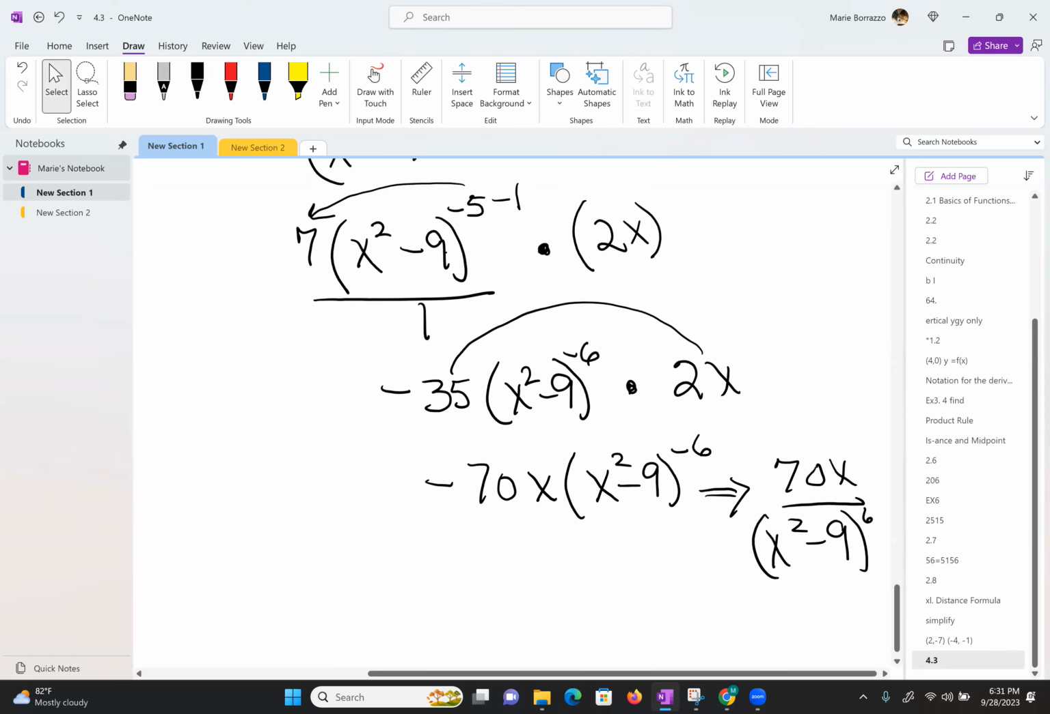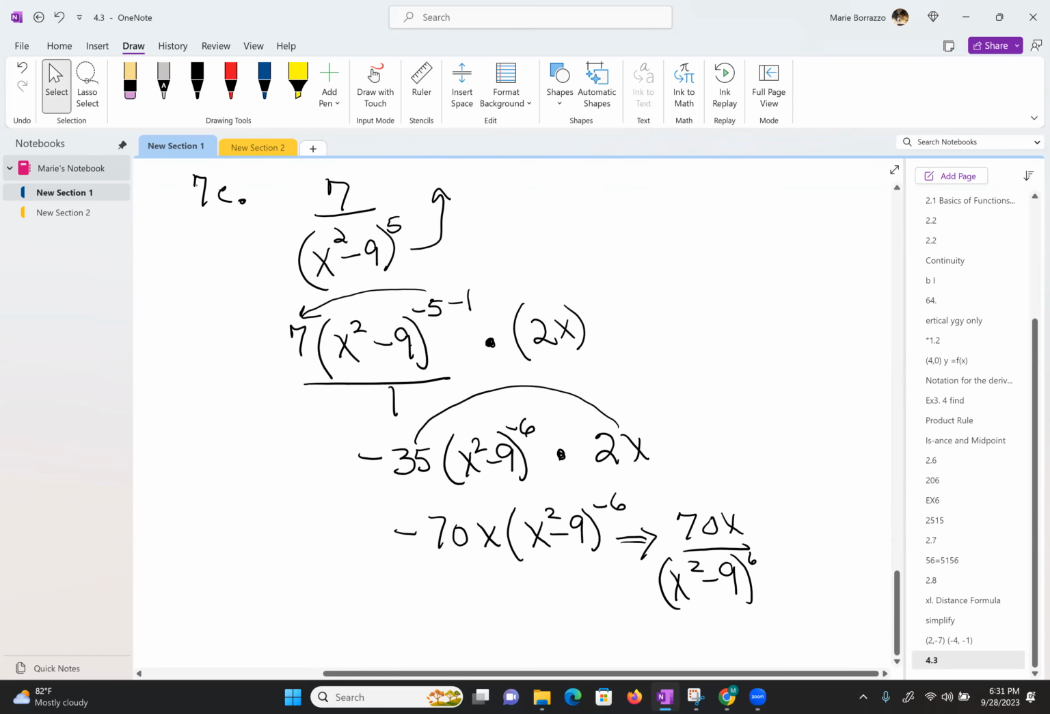So just take a moment, look at it, make sense of it. The numerator is still negative, right? It's still negative 70x, right? Did I not write it? No, I should have put the negative here. Yeah, you can leave it there. Okay.